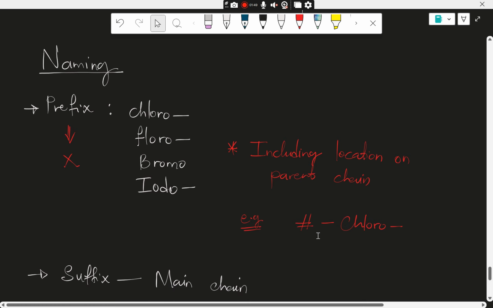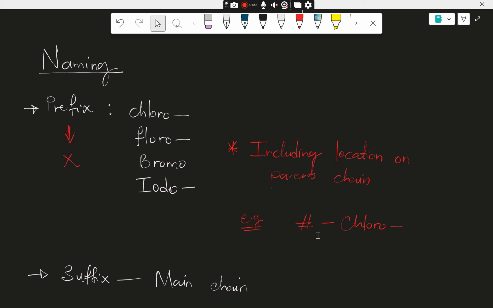So the naming of the halogens goes like this. You have a prefix, and the prefix is your halogen. Chlorine will be chloro, and fluorine will be fluoro. Then this is bromo for bromine, and this is iodo for iodine. So that will be a prefix. You start with that, but you have to specify where the halogen is, so you will include the location.